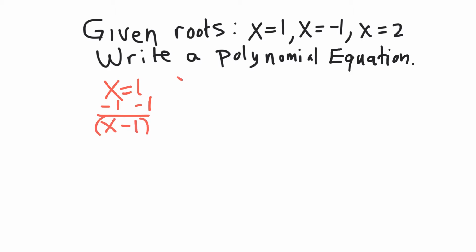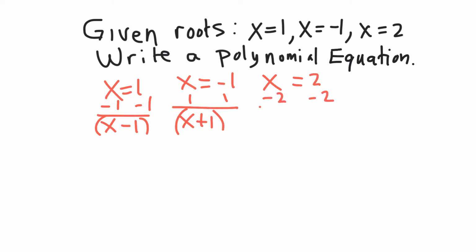And also if we have x equals -1, and if we add 1 here and 1 there, we now have that x plus 1 is a factor. And likewise, if we have x equals 2, and if we subtract 2 on both sides of the equation, we now have that x minus 2 is a factor. And so when we multiply all those factors, we set it equal to 0.